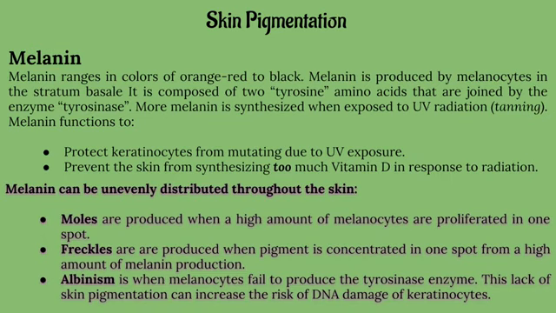Then there's albinism, which is a condition in which melanocytes fail to produce the tyrosinase enzyme. Remember that tyrosinase catalyzes the melanin protein. People with albinism are at higher risk for keratinocyte damage from UV radiation.